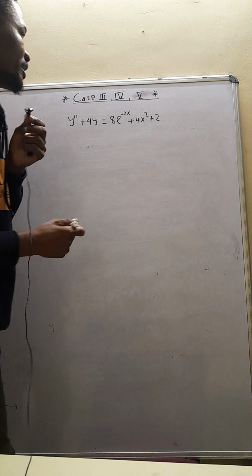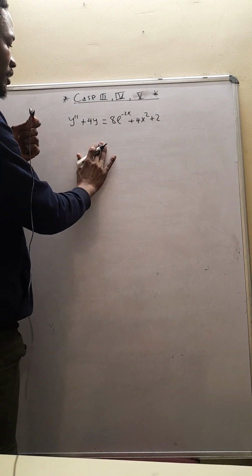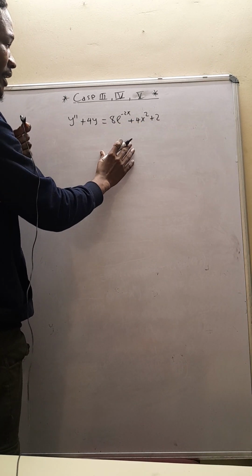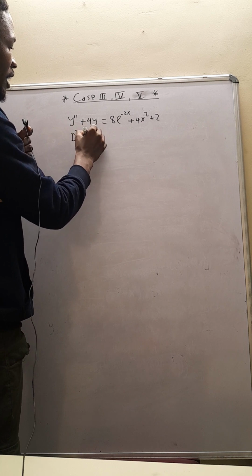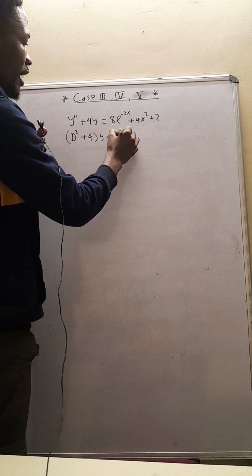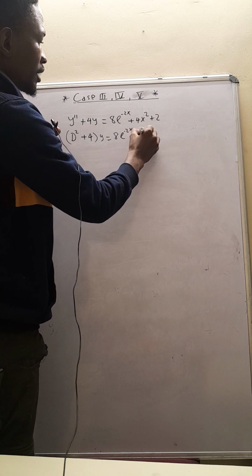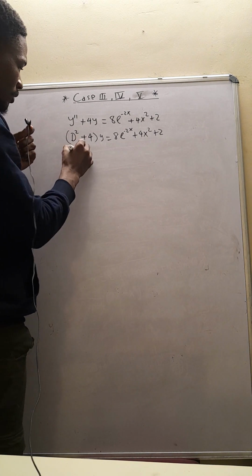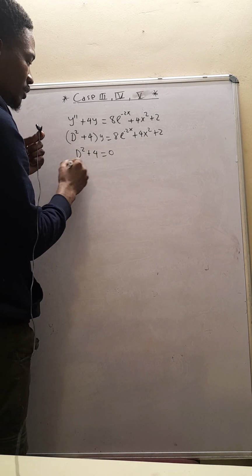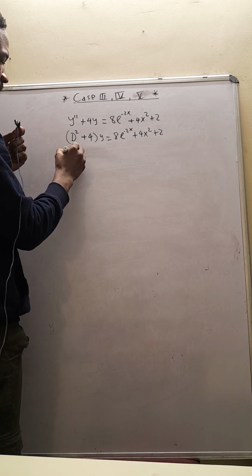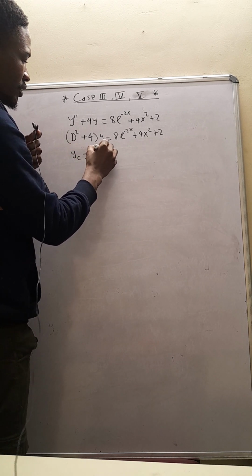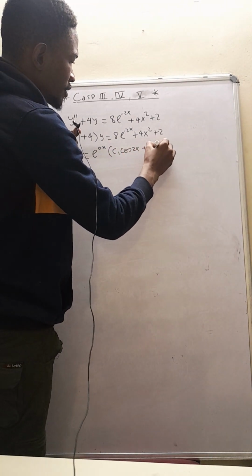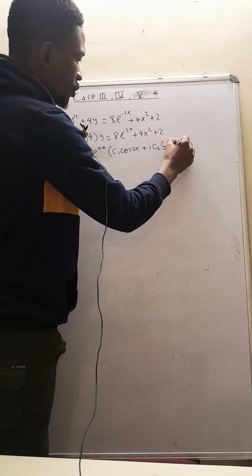Okay, how to solve this? Here you have to apply also the combined case, like case 1, case 3, and so on. How do we solve this? We know (D squared plus 4) y equals 8e^(-2x) plus 4x squared plus 2. Here we apply the auxiliary equation, so D squared plus 4 equals 0. Directly we can see that yc is e^(0x) (c1 cos 2x plus c2 sin 2x).